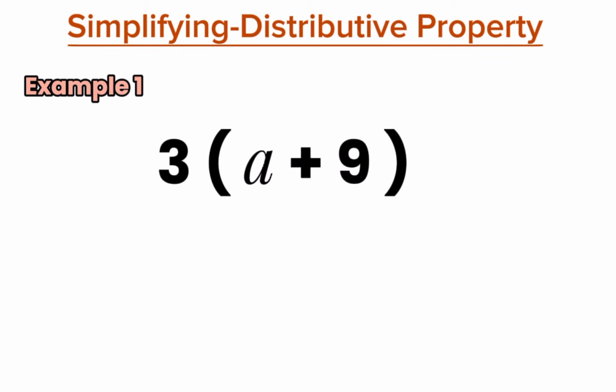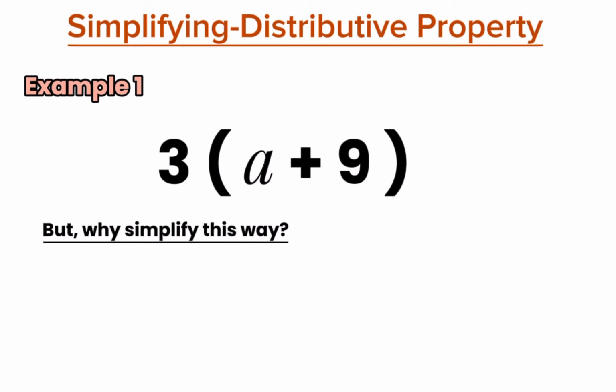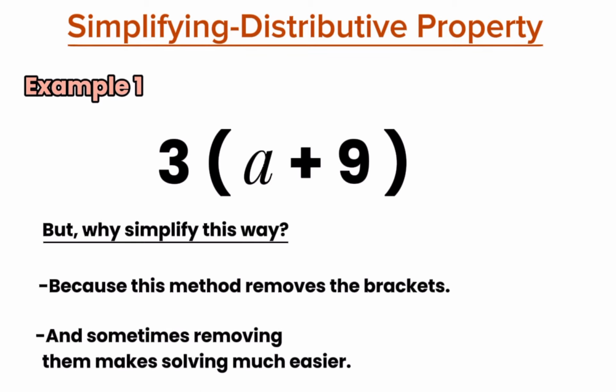Now the way this sharing idea works is the value on the outside of the brackets shares with all the values inside the brackets by multiplying with them. In other words, the outside equally distributes itself with the inside. Why is this simplifying method used? When trying to solve, not having brackets can make things a lot easier.